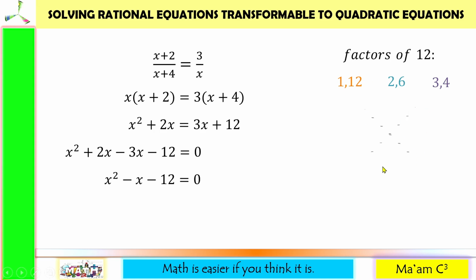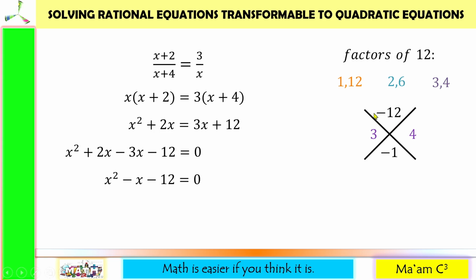Let's bring out our magic x. Let us put at the top our constant term, which is negative 12. And at the bottom is the coefficient of the linear term, which is negative 1. Now let us decide which among these factors will possibly give us negative 1 as a sum. And that would be 3 and 4.